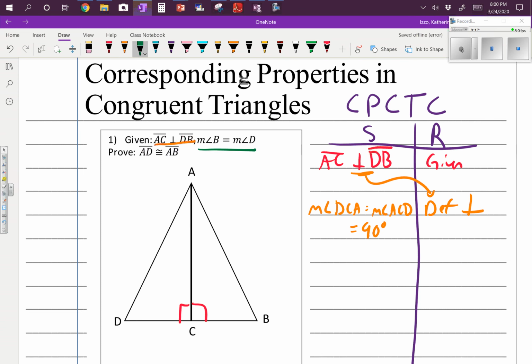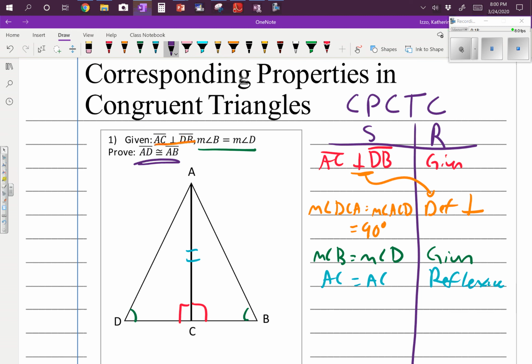Second given, measure angle B equals measure angle D, given. And a lot of you are already pouncing on AC equals AC, reflexive. Well, that's very exciting. That means we can prove 2 triangles are congruent. But wait. What are we trying to prove?